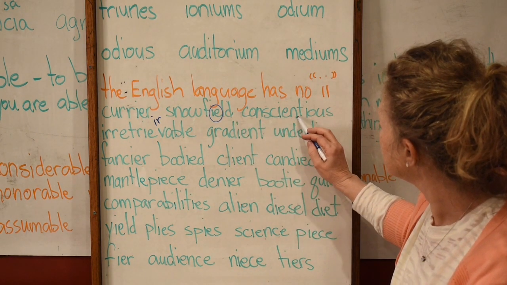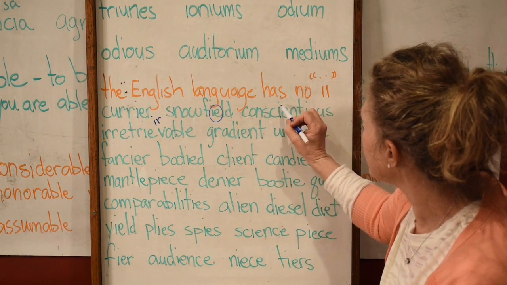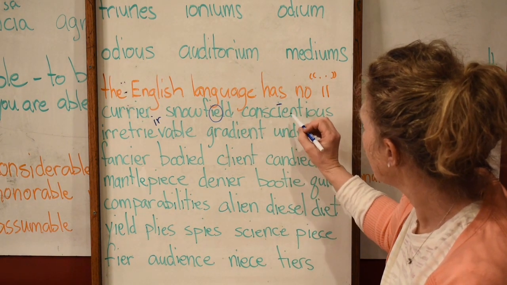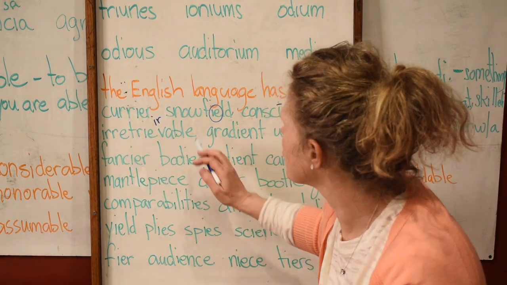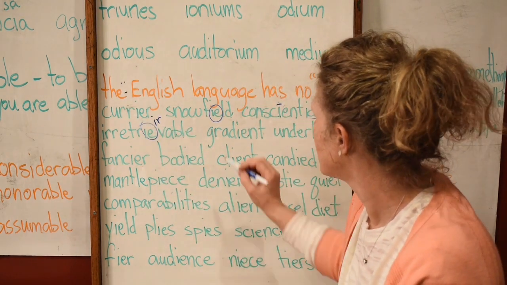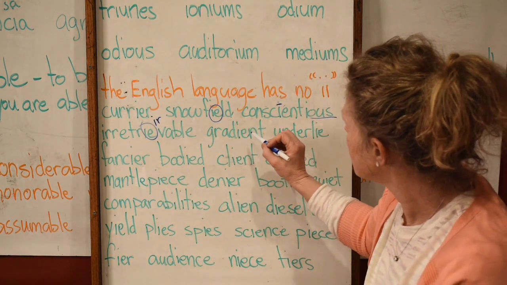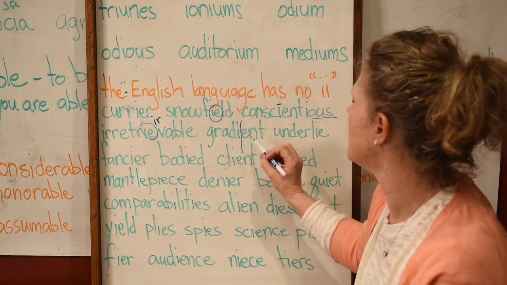Conscientious. So right here, it's saying E because it's followed by a vowel. Here, it breaks apart. Irretrievable. Here, it's a vowel team. Gradient. Here, it breaks apart. See, it's open. It's saying E.